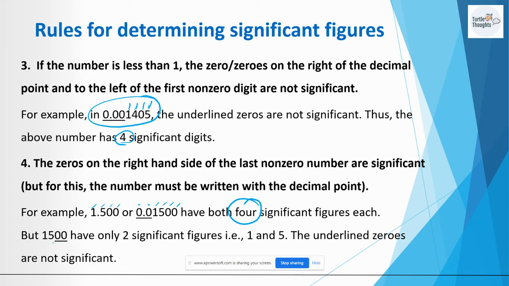Now if I take 1500, this will have only two significant figures, that is only 1 and 5 here, because even though these zeros are coming on the right side, they are on the left side of the decimal point. We can consider the decimal point here. If we write 1500 or 2500, anything if you take, the significant figures are going to be equal to only two.